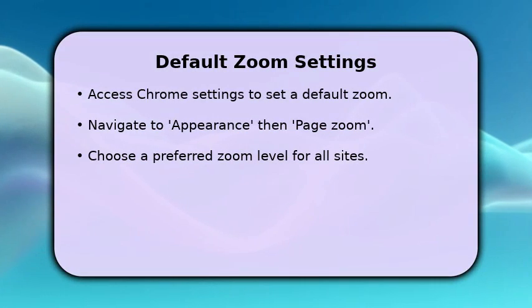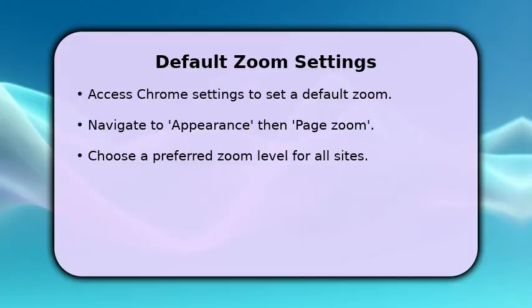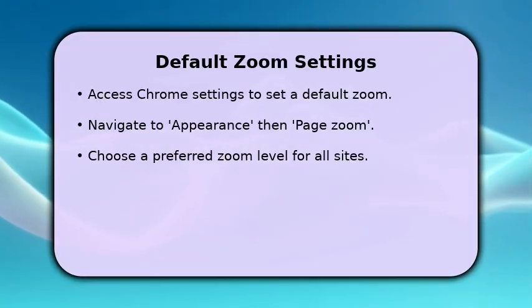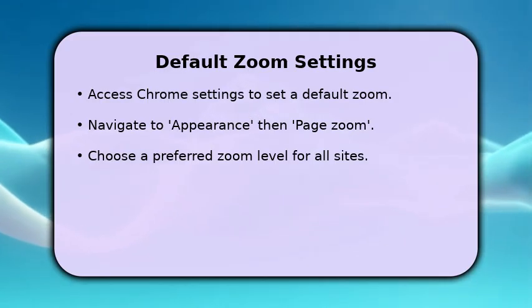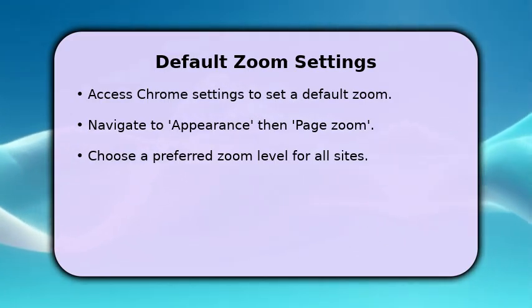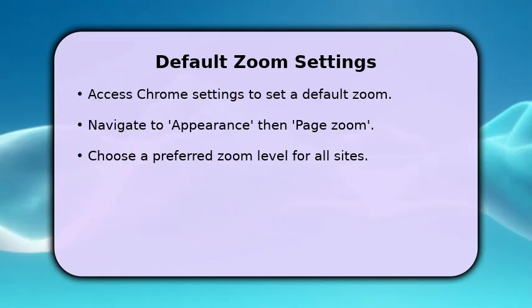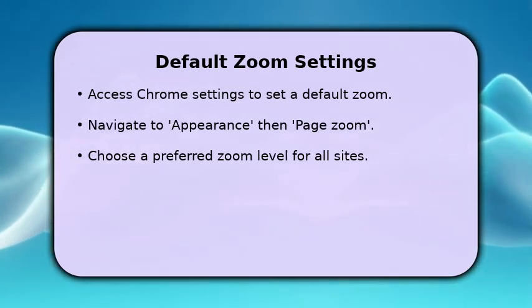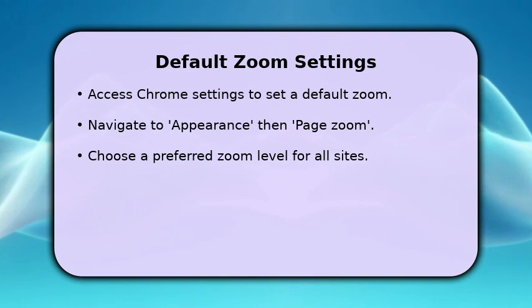For a more permanent change, you can set a default zoom level for all websites. Go to Chrome Settings by clicking the 3 dots and selecting Settings. Then, in the left-hand menu, click Appearance. You'll find a page zoom option where you can select your desired default percentage. This ensures every new page opens at your preferred size, saving you from constant adjustments.